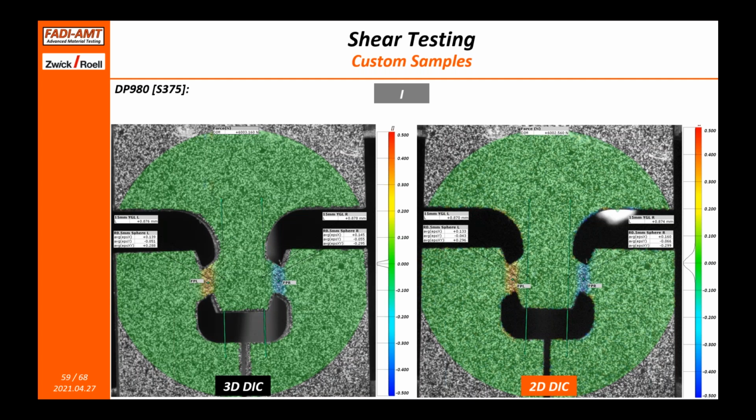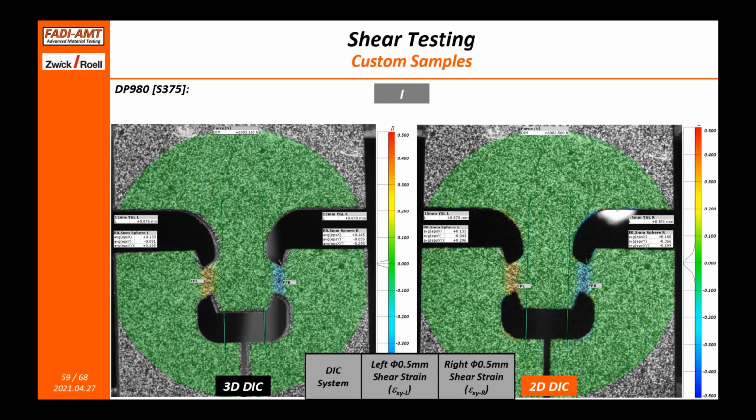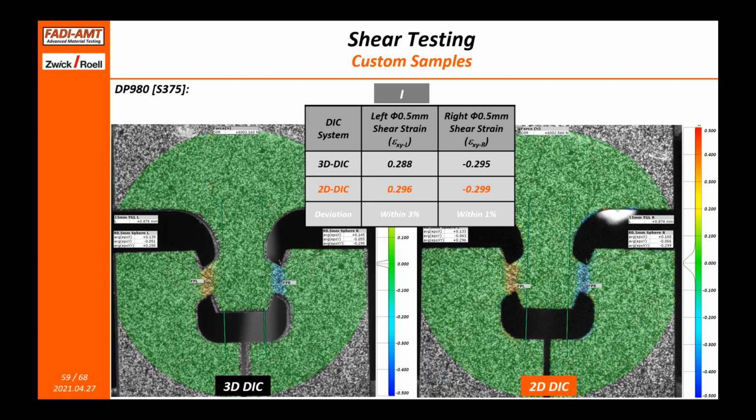So this is a point somewhere in the middle of the test, and you can see the strain maps here. They look very similar. As for the magnitudes, if you're unable to read the small font, I summarize them here. The 3D system showed a 0.288, and the 2D showed a 0.296, a deviation of around 3%. That's just if we look at the left ligament. When we go to the right ligament, we get a deviation of around 1%.